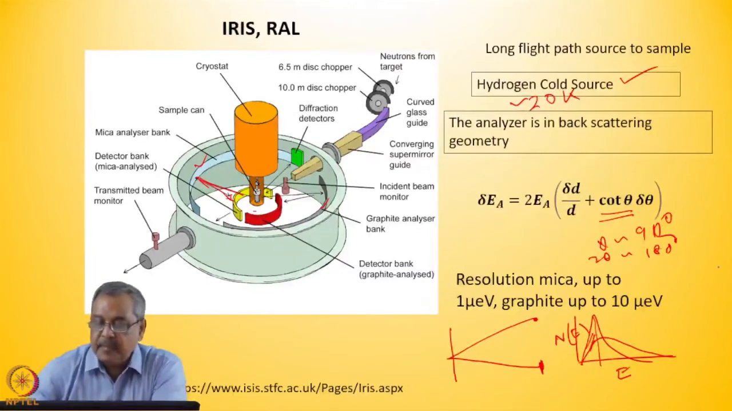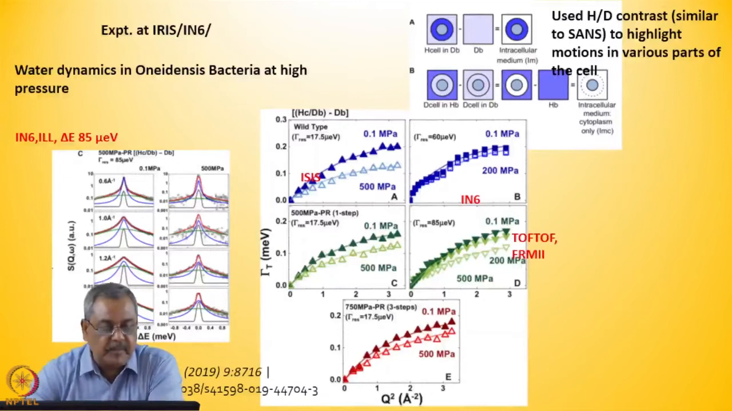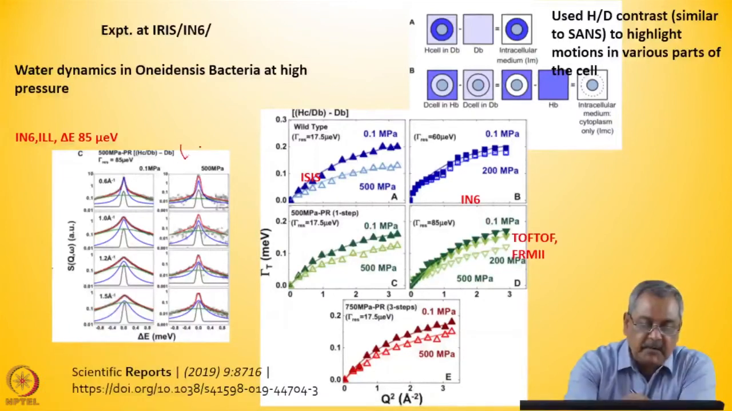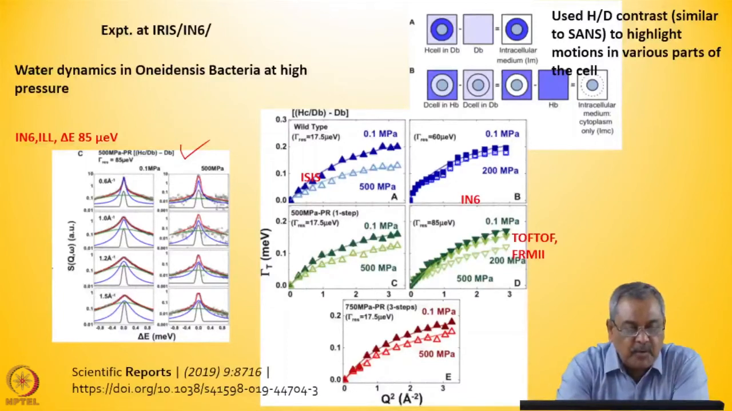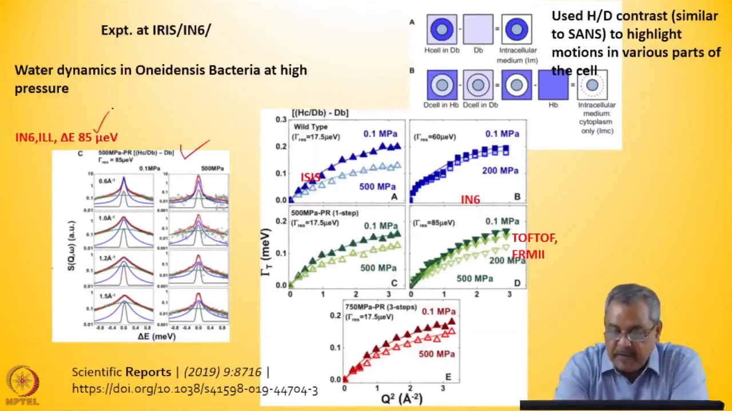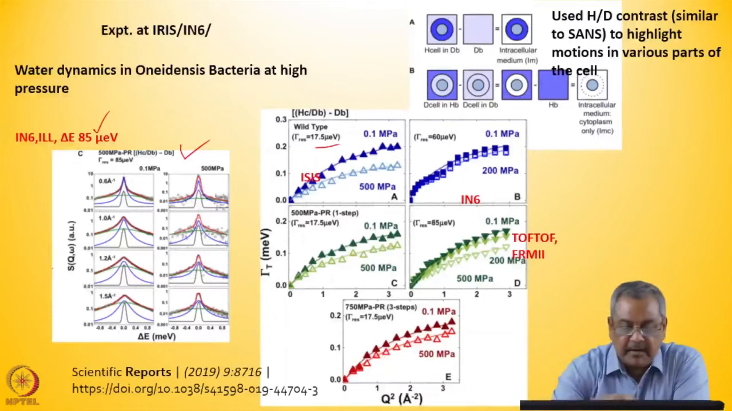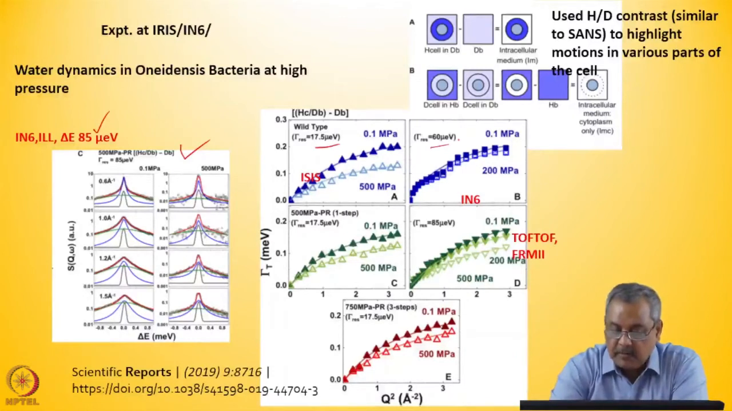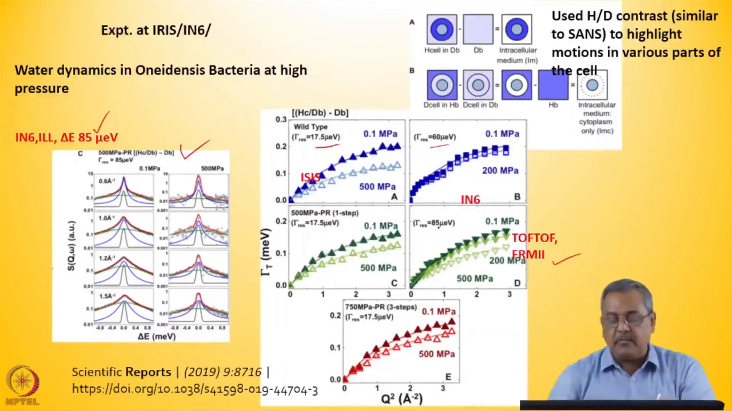But interestingly, this result comes from experiments at three places. Quasi-elastic neutron scattering was done at IN6, ILL Grenoble, with an energy resolution of 85 microelectron volt. It has been done at ISIS, where the half width at half maxima was around 17.5 microelectron volt, a factor of 5 down. It was done at IN6 in Grenoble, where the resolution was around 60 microelectron volt, and also at TOF at FRM2 with a similar 85 microelectron volt resolution.